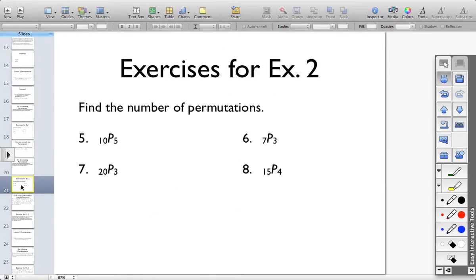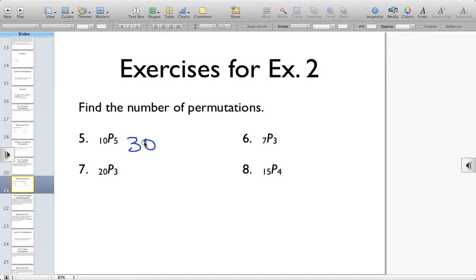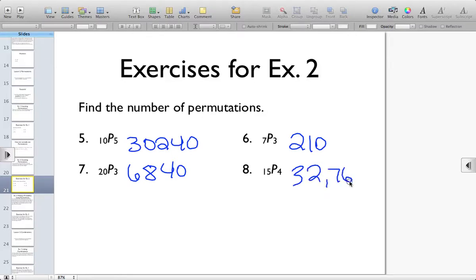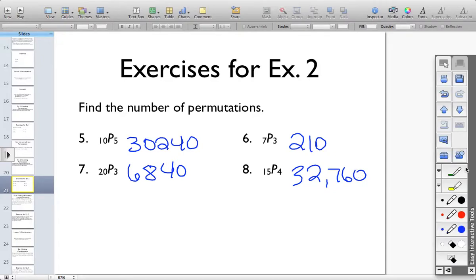All right, so take a look at the next examples. Pause to answer them because it's going to take you a few moments to plug all that in. And then when you're ready, hit play. Okay, so the answer is number 5, 30,240. Number 6, 210. Number 7, 6,840. And number 8, 32,760. Circle the ones you have questions about, and we'll answer those in class.